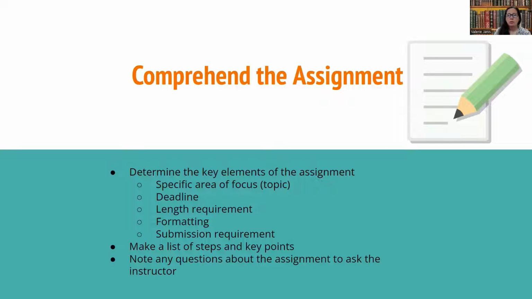And then are there any requirements for submission? Is it submitted online? Is it in person? Is it through your Moodle platform? These are important things to think about. Make a list of steps and key points.